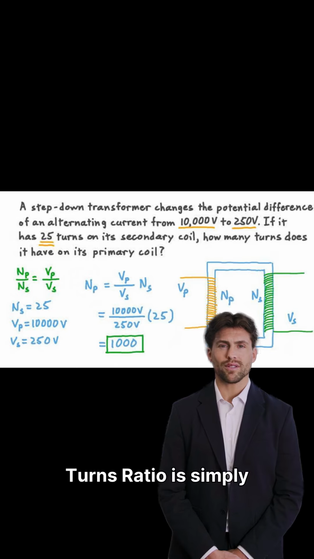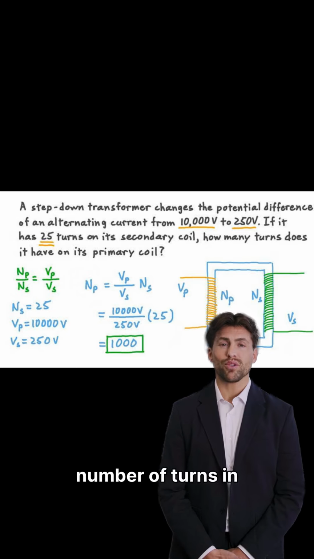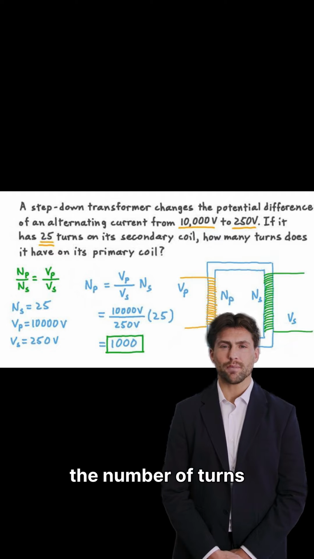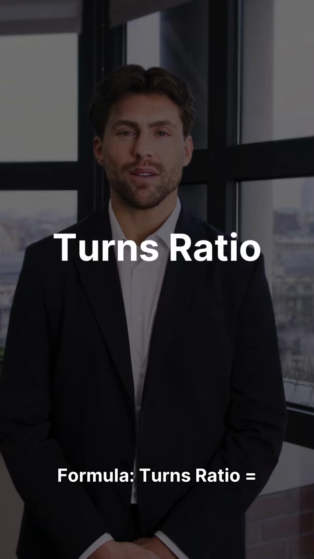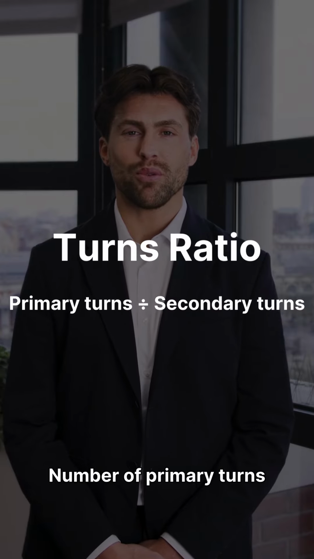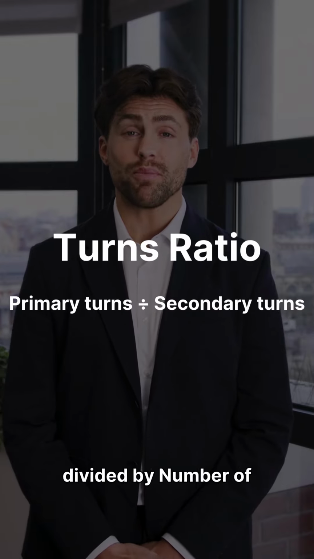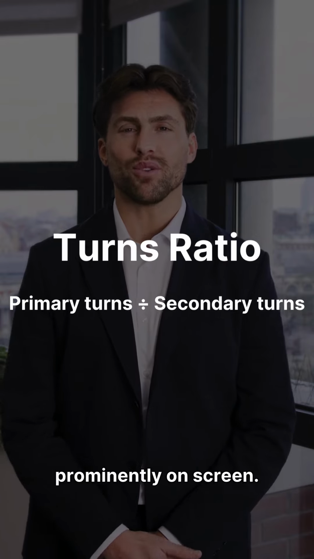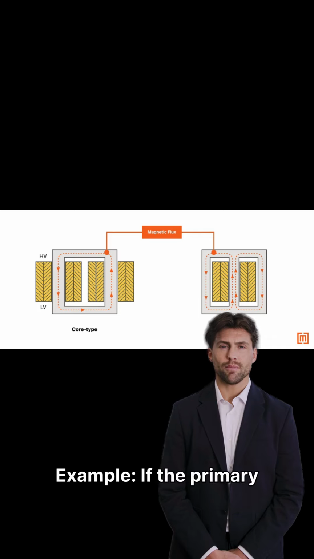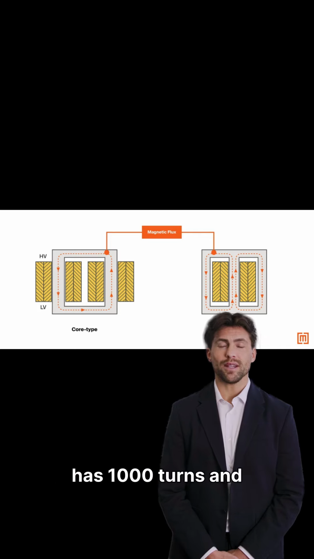Turns ratio is simply the ratio of the number of turns in the primary coil to the number of turns in the secondary coil of a transformer. Formula: turns ratio equals number of primary turns divided by number of secondary turns. This formula is displayed prominently on screen. Example: if the primary has 1,000 turns and the secondary has 100 turns, the turns ratio is 10:1.